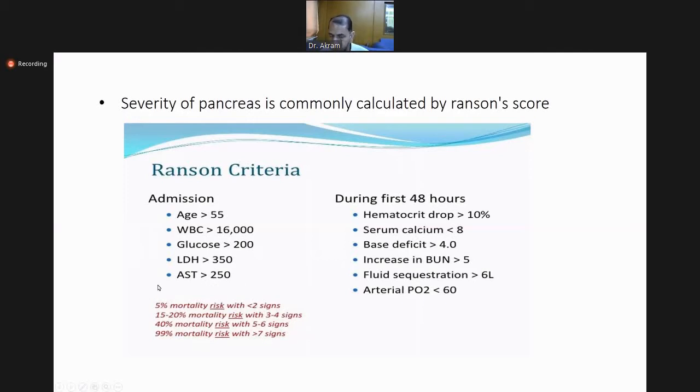Sometimes we make a simple question. The mortality with more than 7 Ransom signs is 5%, 10%, 20%. The answer is more than 99%. In mild pancreatitis, the mortality is less than 5%. Okay. We'll go forward.